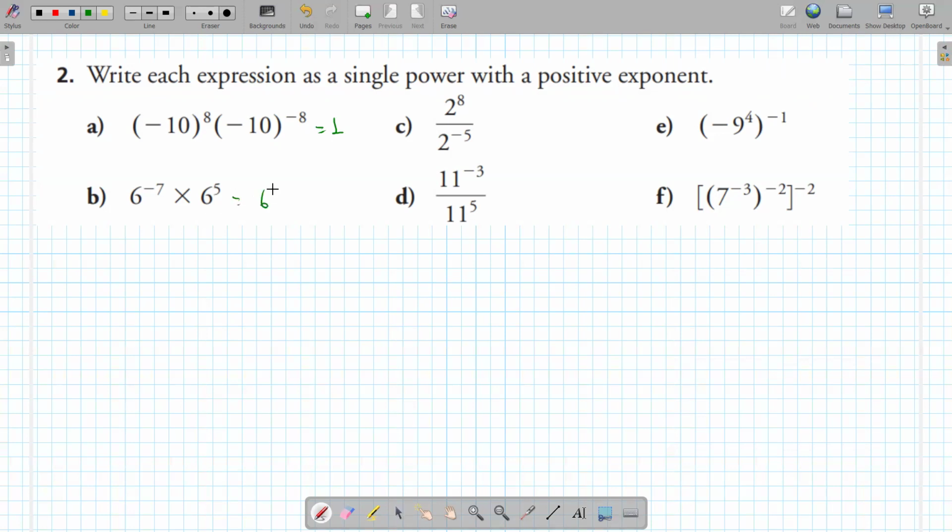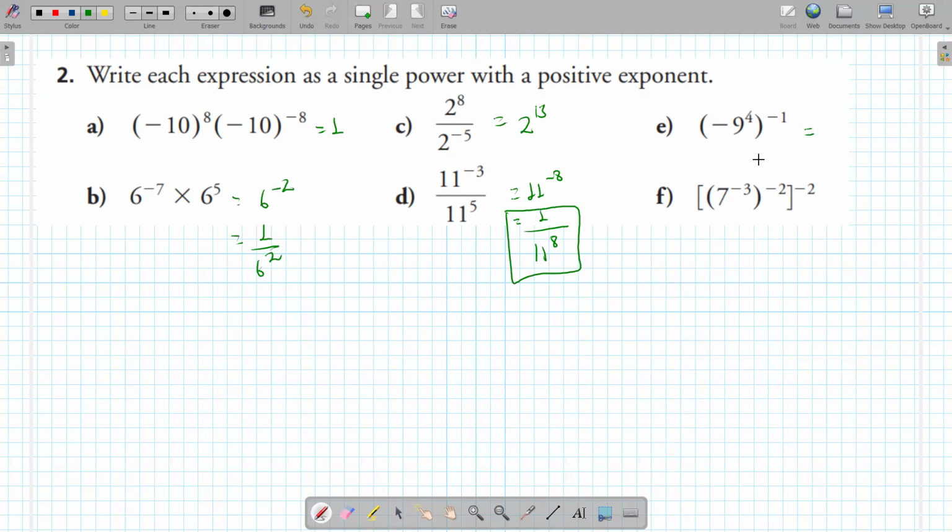For B, it's going to be 6 to the negative 2. You just add them up. And if you want to make it positive, you throw it in the denominator. What's the answer to C? 2 to the power of what? 2 to the power of 13. For D, it'll be 11 to the negative 8. And then you can throw that in the denominator.